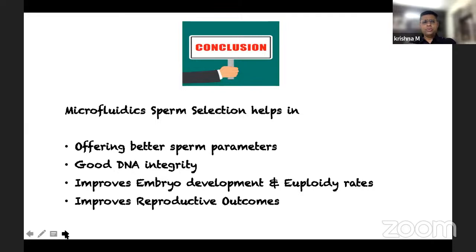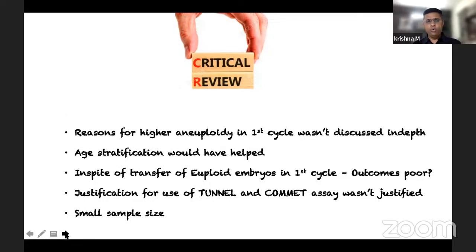So this study inferred that microfluidic sperm selection seems to offer better sperm parameters. At least the motility at the end, when prepared, is really high, as is the total motile concentration. A higher proportion of good DNA integrity is obtained, and it's shown to improve embryo development and embryo euploidy rates, and thereby has offered the best reproductive outcomes. However, I think there are a few areas which could be critiqued in this paper.